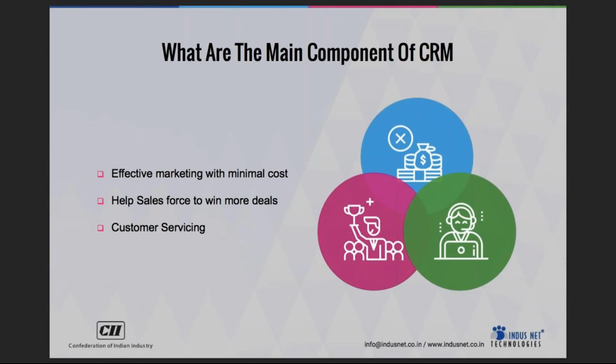CRM is a tool, and a component of CRM helps the sales guy understand what areas and products they can push, and what offers they can pass on to their customer on a real-time basis. And as I was always telling you, customer servicing is one of the most important criteria of any CRM, so that you ensure you're connected to the customer, you are loyal to the customer, and you are getting repeat business from the customer.